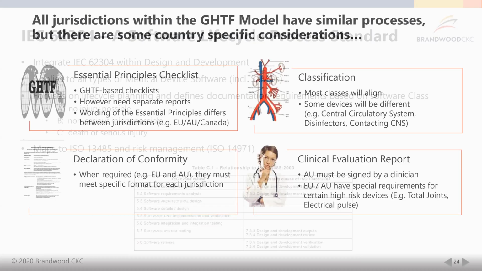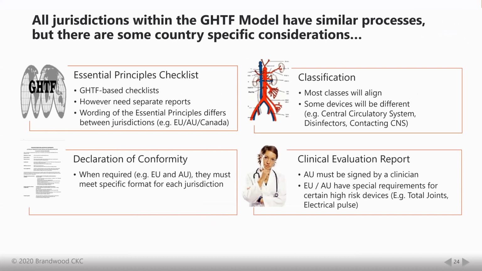I just wanted to point out as well that although the GHTF model has similar processes, in Europe and Australia there are a few things that are different. Like I said before, there's the essential principles checklist. The principles is Australian, the requirements is Europe, or the general safety and performance requirements. The classifications, so something that's classed as a 2A in Australia may not be in Europe, or vice versa. So it's really important to look into that. Don't assume that it's the same.